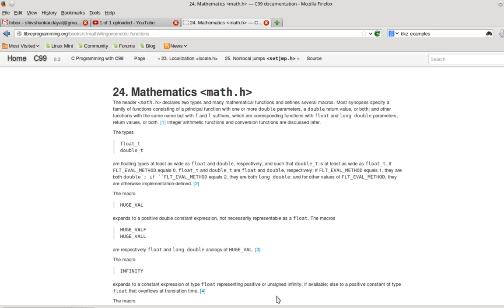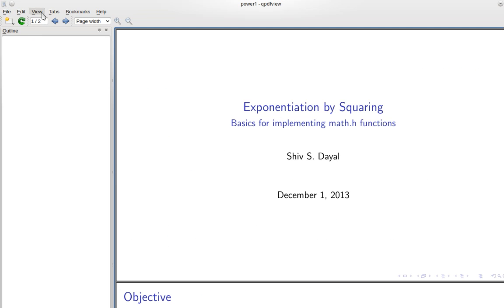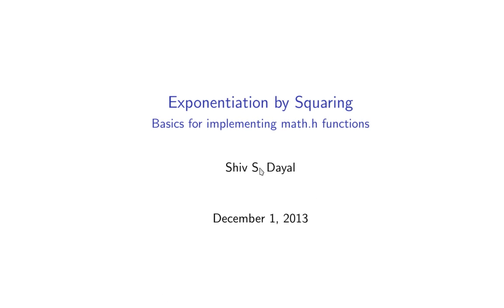So let's see, I have prepared a simple one-page PDF. Let me put this in the presentation mode. Okay, so suppose y is integral. This technique is known as exponentiation by squaring. I just prepared it today. This is the basics. This will cover the basic ground for implementing lots of Math.h functions, as you will see in later videos.